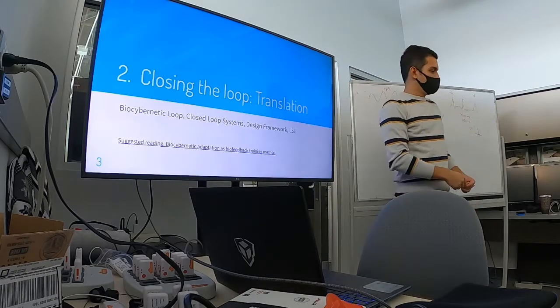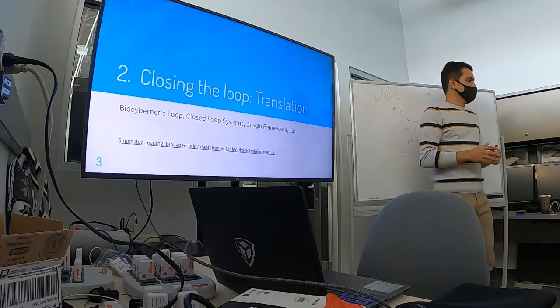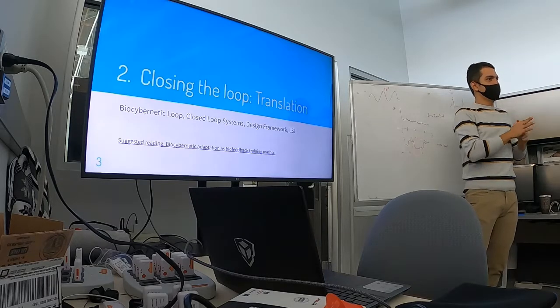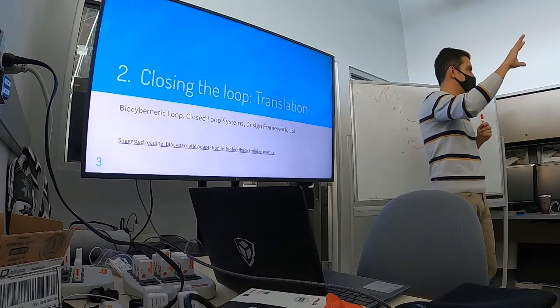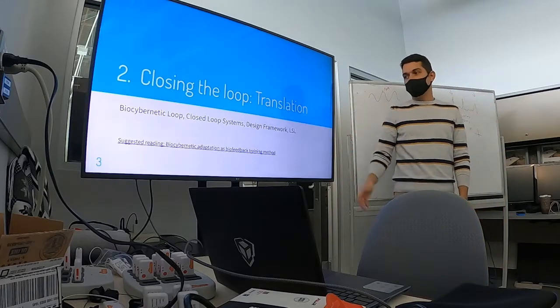So this second part of the talk is more about closing the loop. We talked the first day about sensing, how we measure and record a signal. The second was more the feature extraction, which goes to the analysis part. And then this part is more about the translation.